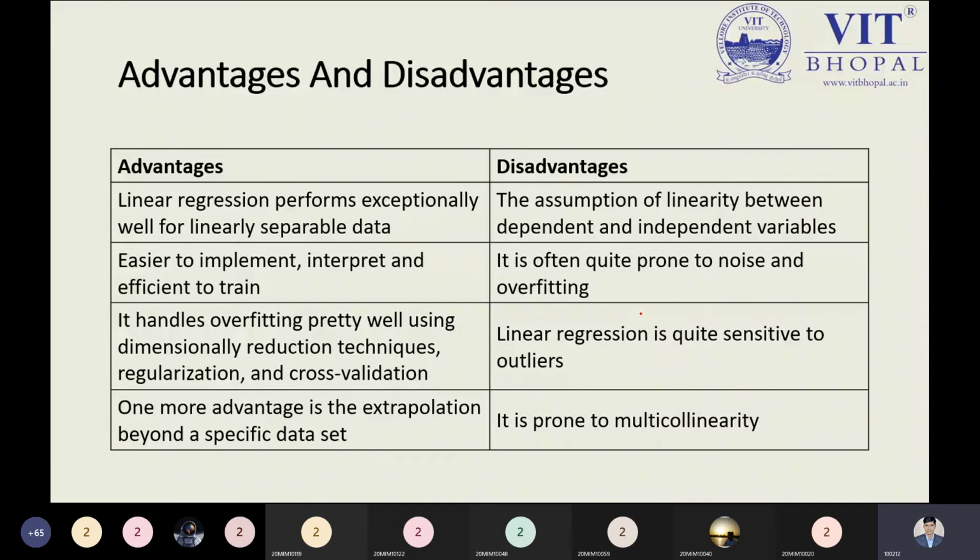But what is the second advantage? It is easy to implement, interpret, and efficient to train. Of course, I am 100% agree. And it is often quite prone to noise and overfitting, of course, because there is no guarantee we can get all the data points on the line. There may be many gaps between the data points and the line. So definitely we can get a huge volume of error, and our model will be overfitting.